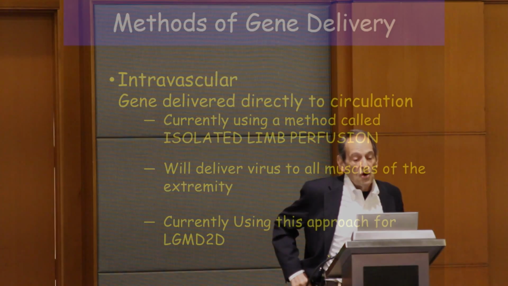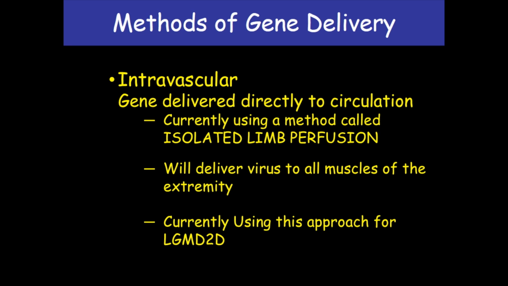And how do we do that? A method that we use is called isolated limb perfusion. And we like to use isolated limb perfusion because it concentrates the gene in a localized extremity. So we can put the gene in, get very high concentrations of the virus in one extremity, and it can go to all the muscles of that extremity. And this was really a major breakthrough. We've only done it actually within the last 2 months. We started 2 months ago.